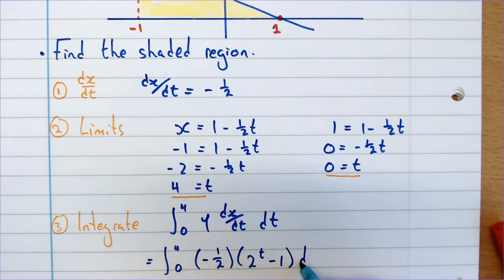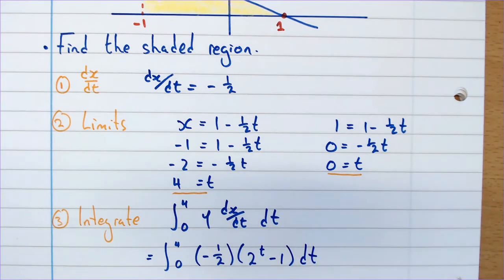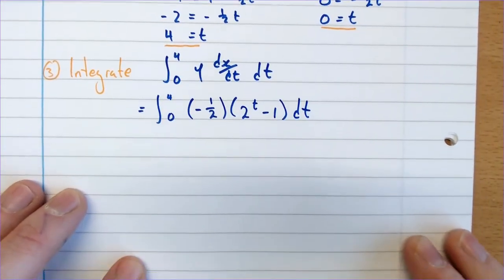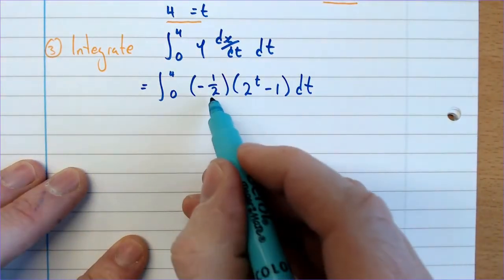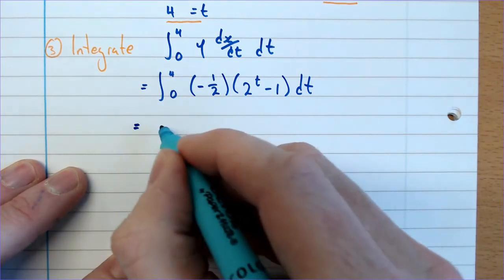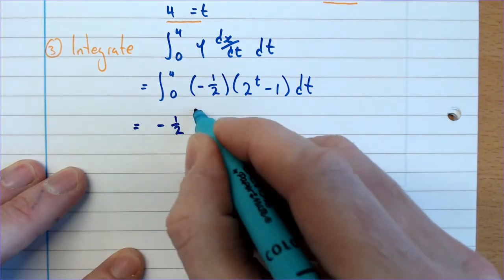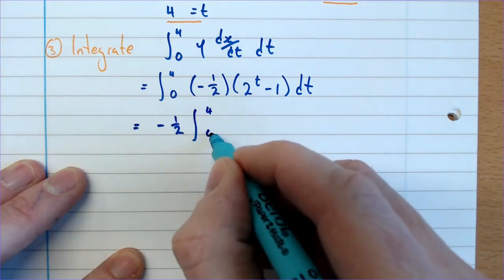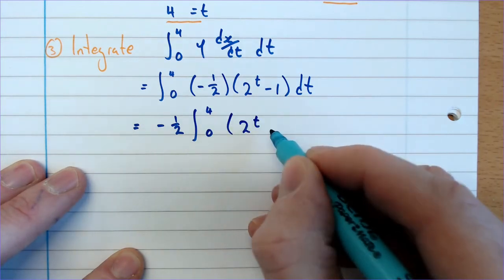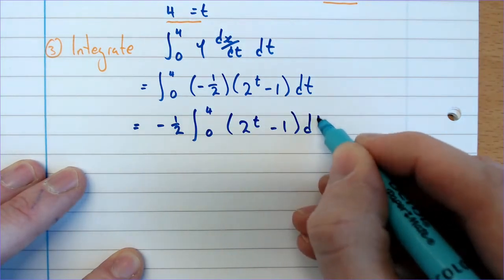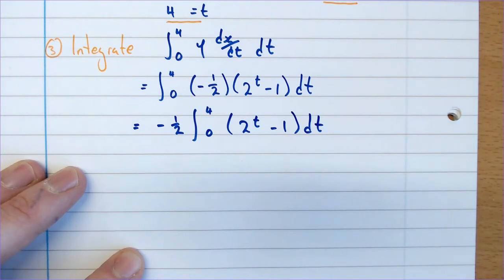Now this time I would certainly advise taking the minus a half out and ignoring it until you've finished your question. It'd be a lot easier if you do that. Move the minus a half on the outside. So your question is minus a half times the integral between 4 and 0 of 2 to the t minus 1 dt. And then integrate what's in there.